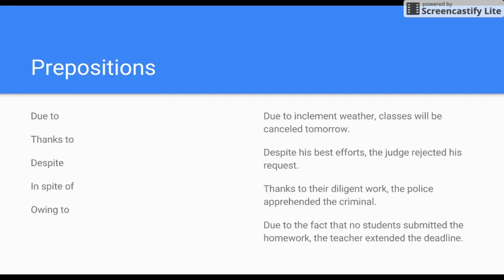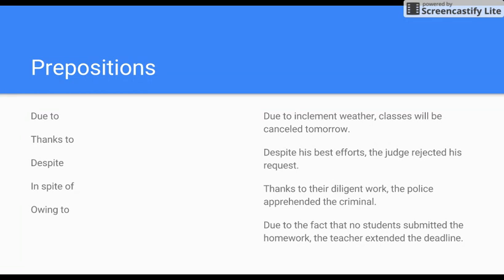Okay, so one more type, which is prepositions. So prepositions are used with nouns. They're a little bit different from the other ones that we've talked about before, because they don't connect two complete clauses, but they connect two ideas. One main clause, and then, I guess you can say, a noun phrase. Okay, let's look at an example.